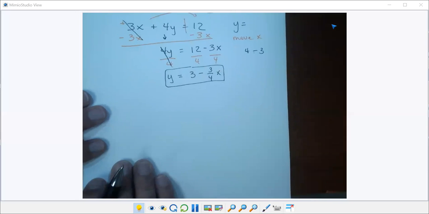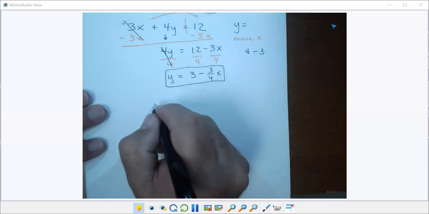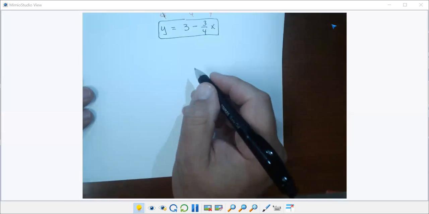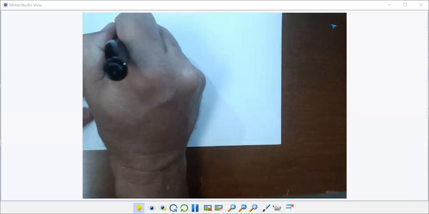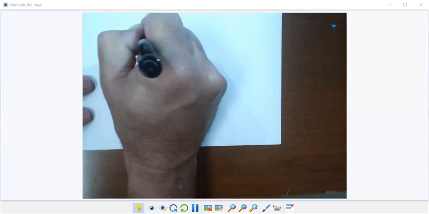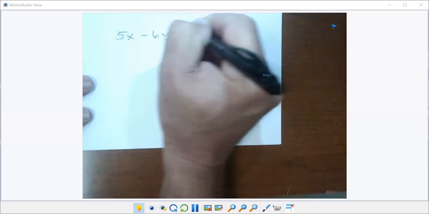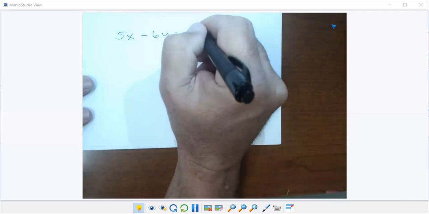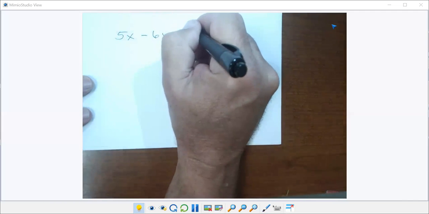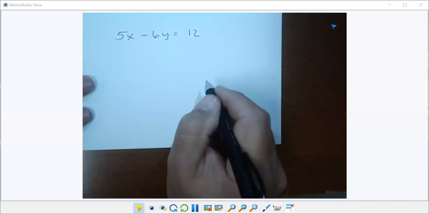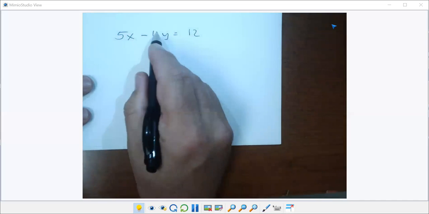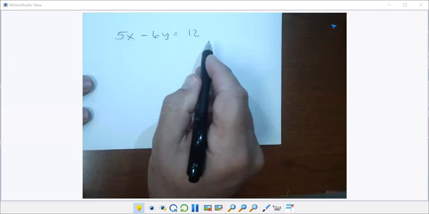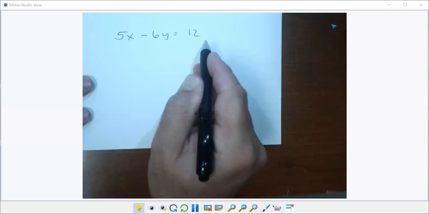All right, so I'm going to do one more. Let's do 5x minus 6y equals 12. So we're going to have something like this. The first thing I want to do is look at my y. I want to move everything over to the opposite side. I see an equal sign, so that means I'm going to do the opposite.